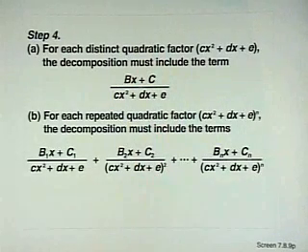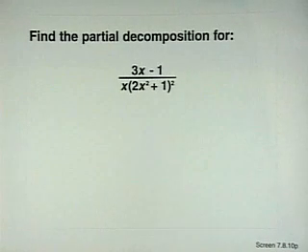Step 4 reads, for each distinct quadratic factor of the form cx squared plus dx plus e, the decomposition must include the term bx plus c in the numerator over that denominator. Notice that what happens is when you have an irreducible quadratic, your numerator is linear. Also, for each repeated quadratic factor, which is an irreducible quadratic to a power, the decomposition must include each of those terms to the powers as it did with the linear version.